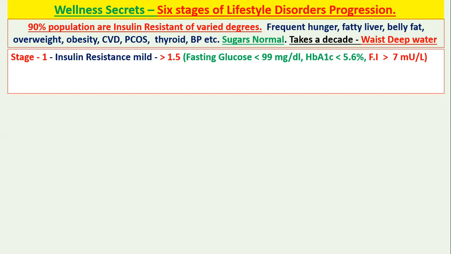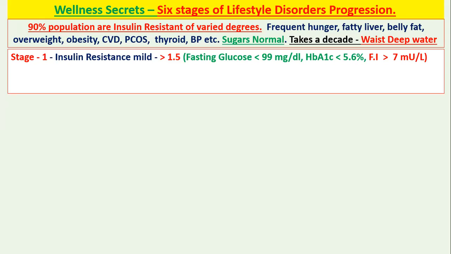See, 90% of the population are insulin resistant to various degrees. What is insulin resistance? They may have sugar levels that are okay, but insulin levels are high. Insulin resistance is calculated as fasting glucose multiplied by fasting insulin divided by 405. If the value is below 1.5, that shows health and longevity.